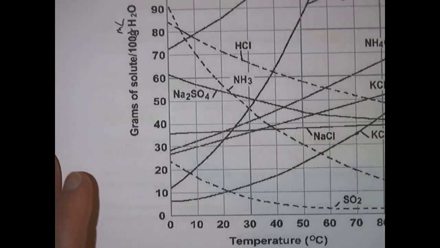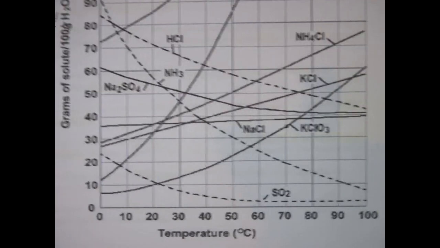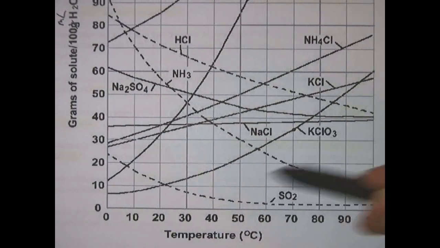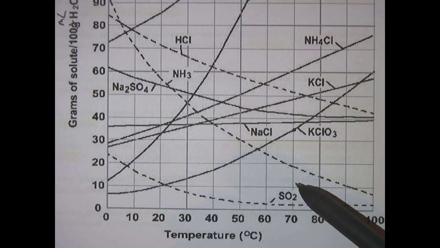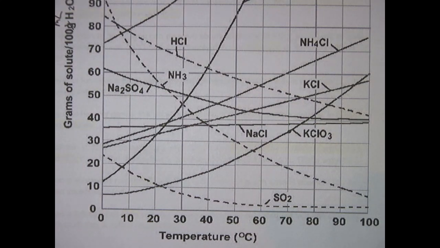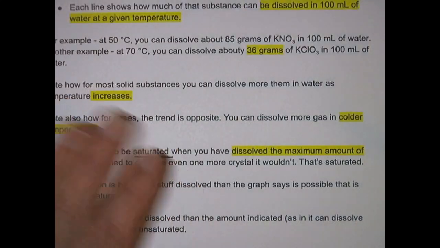So if you're looking at the graph, for any of the lines, a point on the line is called saturated. And anything below the line, whether it's this line or whatever line you're looking at, that's going to be unsaturated. And then anything above the line is going to be saturated, or sorry, supersaturated. So above the line, supersaturated; on the line, saturated; below the line, unsaturated. That's how the solubility curves work.